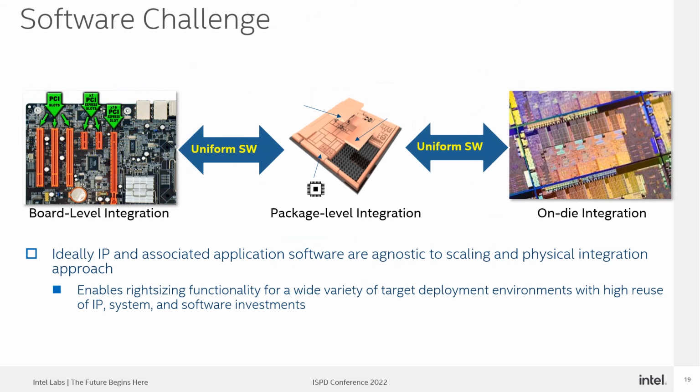I also want to make sure that we understand that software is a big challenge. We went from board level integration to package level integration and on-die integration. In all these cases, the software has to be uniform. Software should not see a difference in what kind of integration you are using. Ideally, IP and associated application software should be agnostic to scaling and physical integration. And once that happens, it enables right sizing functionality for a wide variety of target deployment environments with high reuse of IP, system, and software investments.